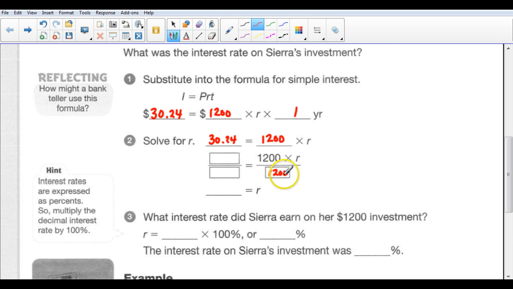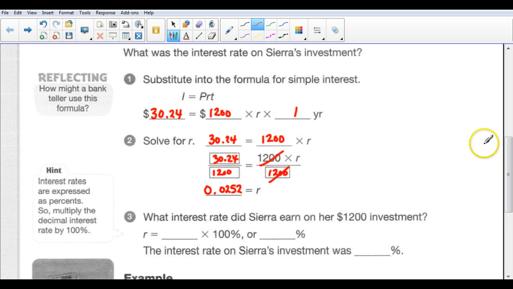But whatever I do to one side, I have to do to the other. So 1,200 is also going to go on the bottom over here, and then our $30.24 goes over here. So that 1,200 cancels out with that 1,200. I end up with R by itself. R is equal to this number divided by this number, 30.24 divided by 1,200. And I get an answer of, take your calculator, 0.0252. That's our interest rate.